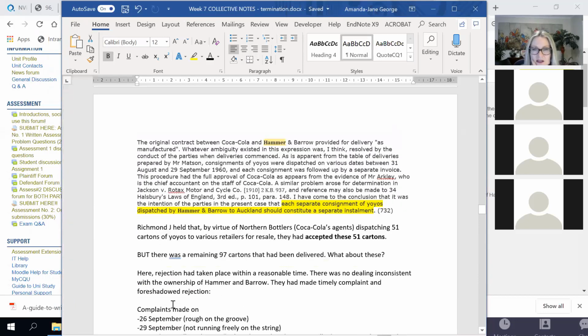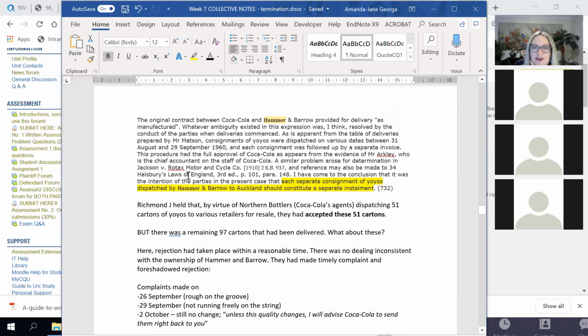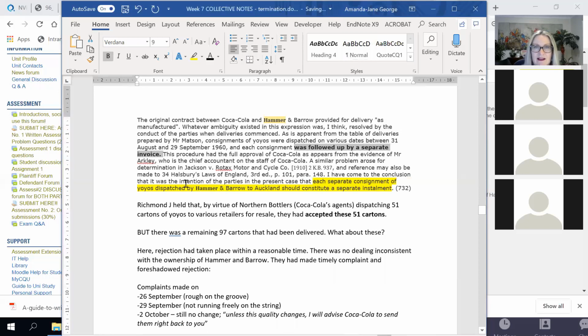And here, the judge goes through the circumstances very nicely. The original contract between Coke and Hammer provided for delivery as manufactured. Whatever ambiguity existed in this expression was, I think, resolved by the conduct of the parties when deliveries commenced. And from the schedule of deliveries, consignments were dispatched on various dates, and each consignment was followed up by a separate invoice. What's that sounding like? An entire contract or a divisible contract? Yes. Thanks, Megan. Divisible.